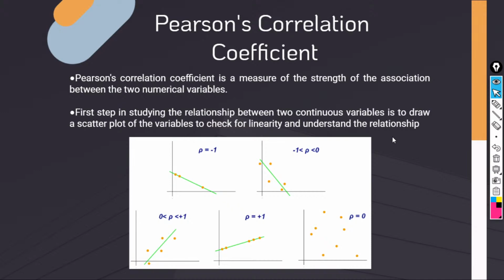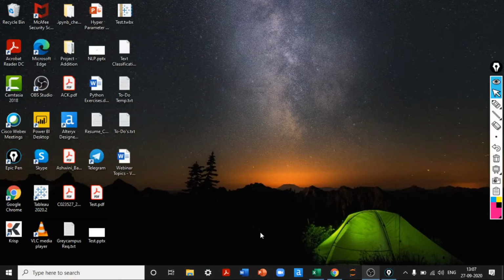Theoretically, Pearson's correlation coefficient is a measure of strength of the association between two numerical variables. First step in studying relationship between two continuous variables is to draw a scatter plot of the variables to check the linearity and understand the relationship. Now, rather than seeing it theoretically, let's see it practically.